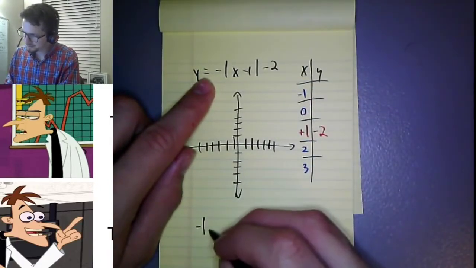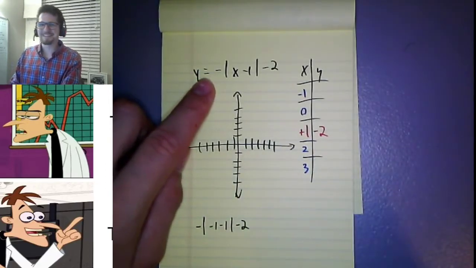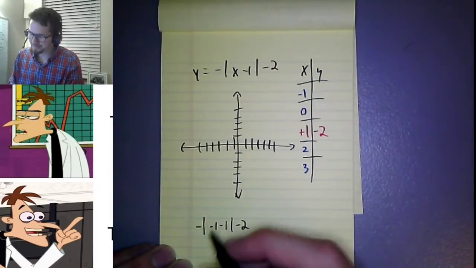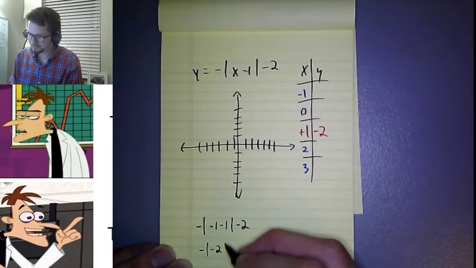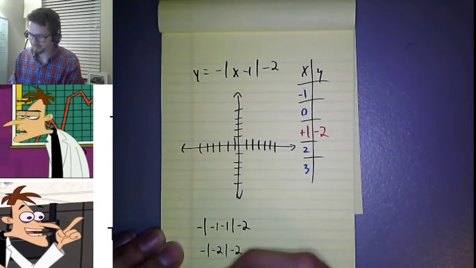Negative, absolute value of -1 minus 1 minus 2. Okay, never mind. I see why it gave you issues. So what's -1 and -1? -2. What's the absolute value of -2? +2. So that's negative +2 minus 2.